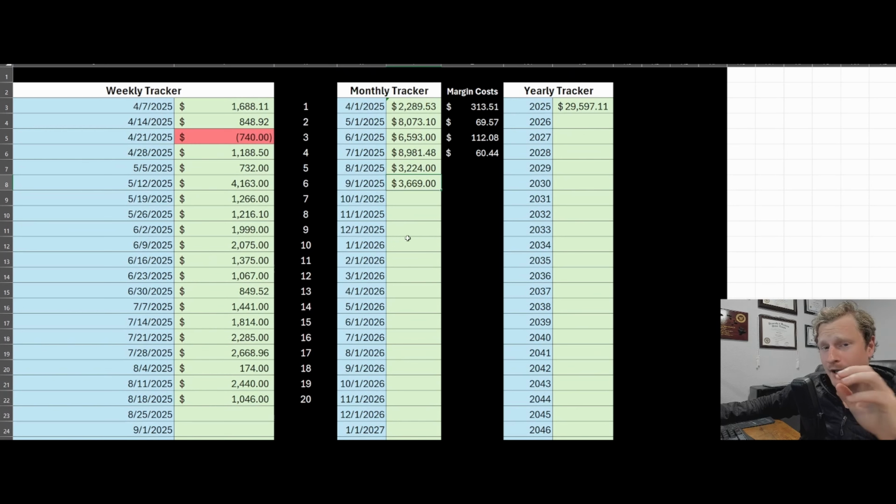And then for the monthly tracker for August, I put that in the wrong spot because we are definitely not in September. We are at $3,669. And for the yearly tracker, we are at $29,597, as I mentioned earlier. So let's head over to the other side of the spreadsheet. Let's start talking about the individual trades I executed and some of my thought process, my strategy.